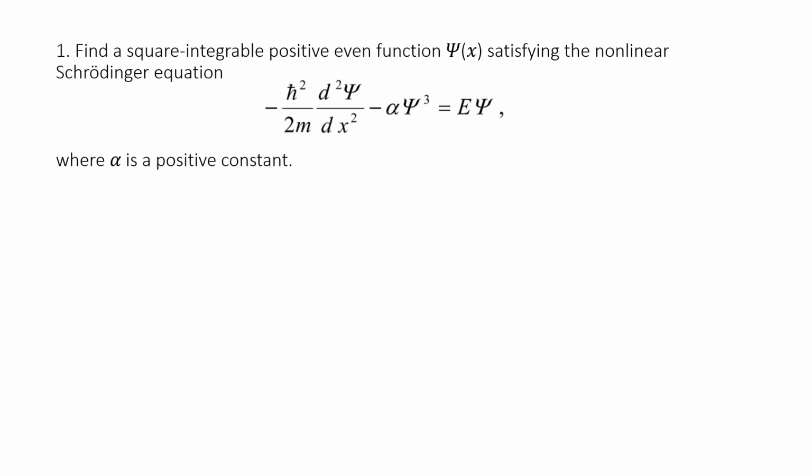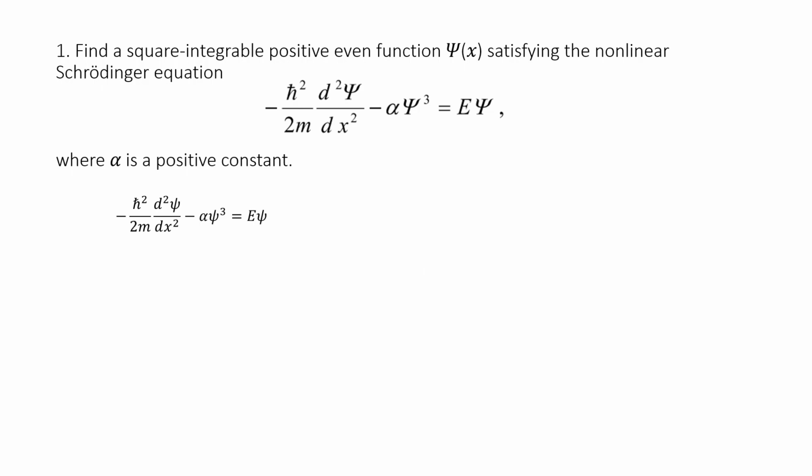Let's have a look at the question. It asks us to find a square-integrable positive even function phi x satisfying the nonlinear Schrödinger equation as below, where alpha is a positive constant. So basically, we just need to find an equation for phi x.